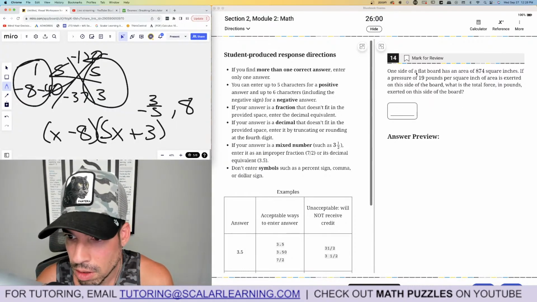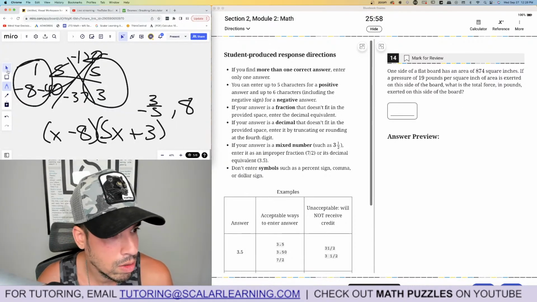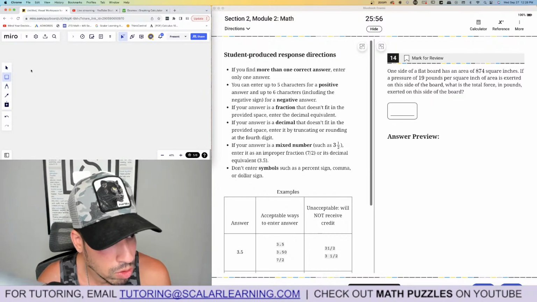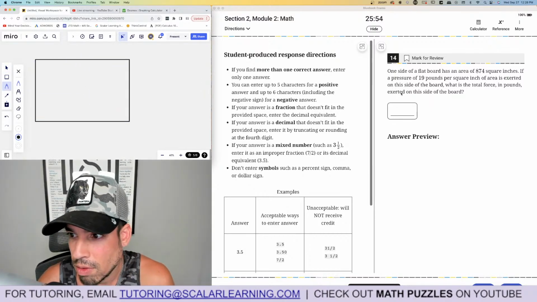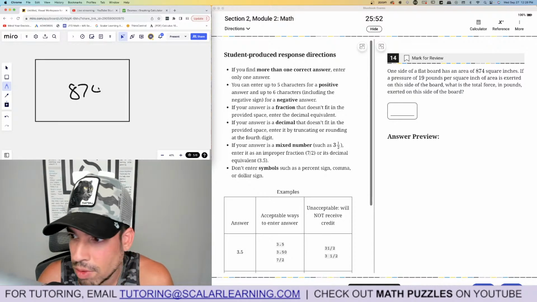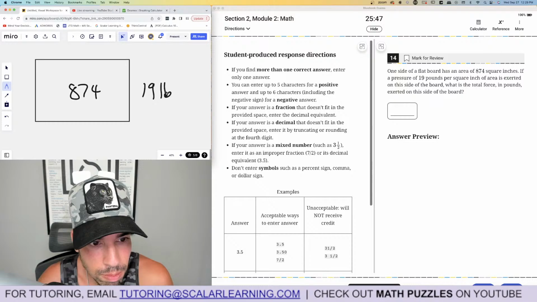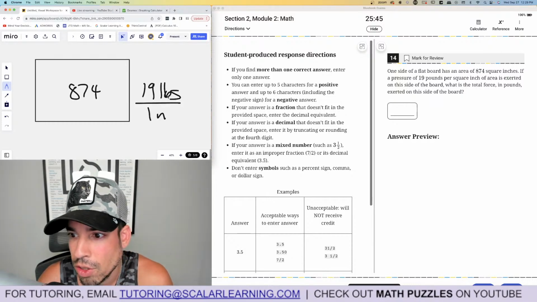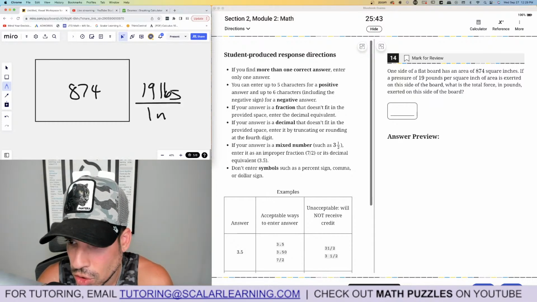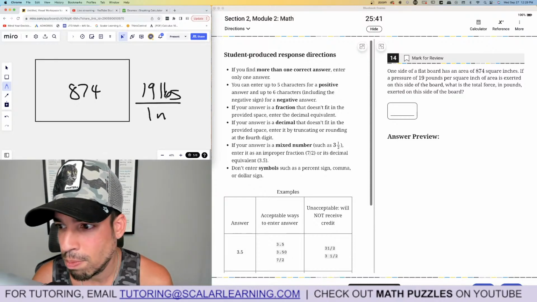Okay. One side of a flat board has an area. Okay, hold on. They're talking about a board. Let's make a rectangle. One side of a flat board has an area of 874 square inches. A pressure of 19 pounds per inch is exerted on this side of the board.